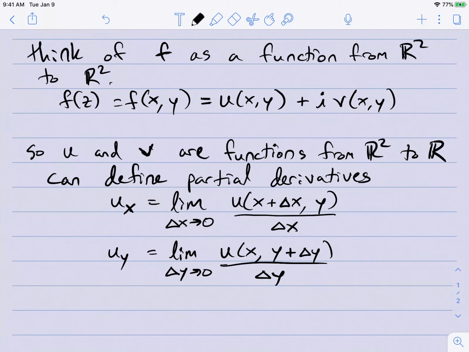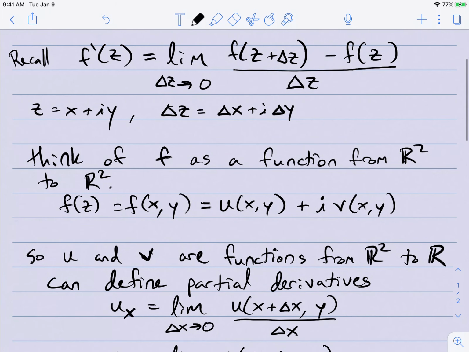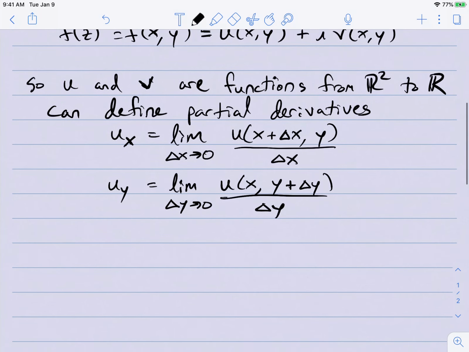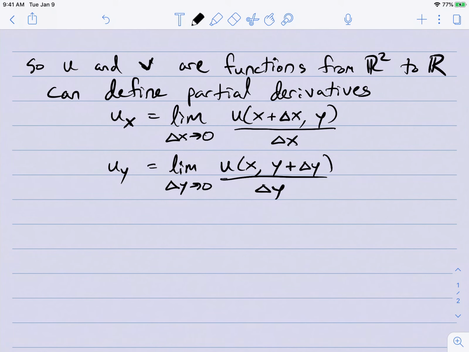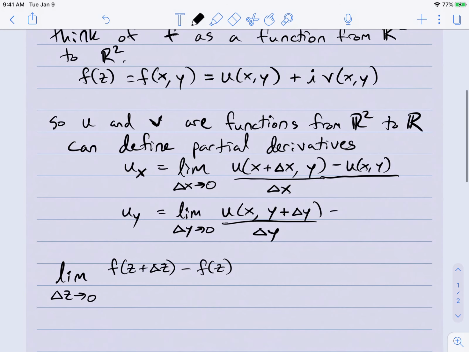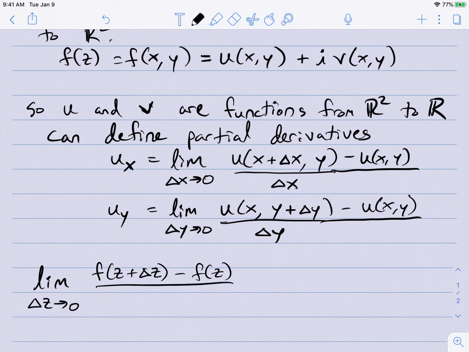And one question you can ask yourself is, how does the complex derivative, which we've defined up here, relate to these partial derivatives of u and also of v? So that's what we want to think about. What I'm going to do is write out this limit, the complex limit of f, breaking everything into the real and imaginary parts. Sorry, this should be minus u of x, y. There we go. Okay. So here's this.